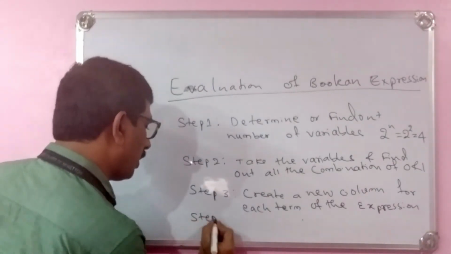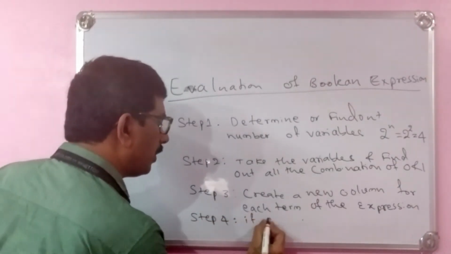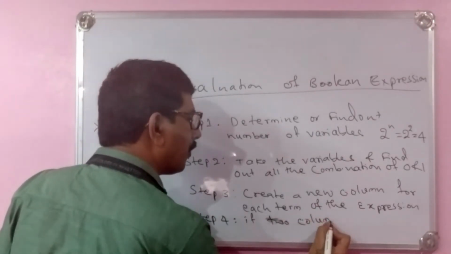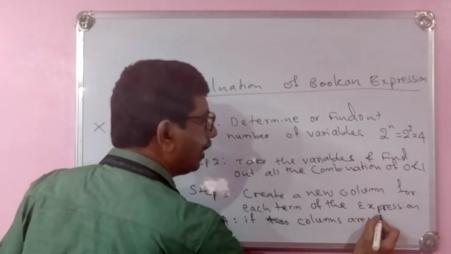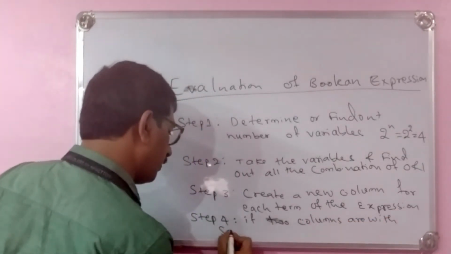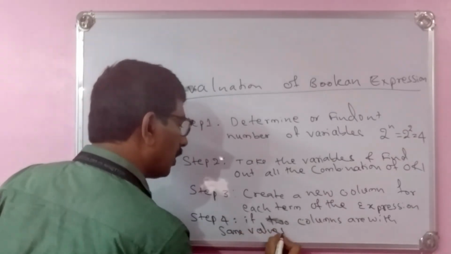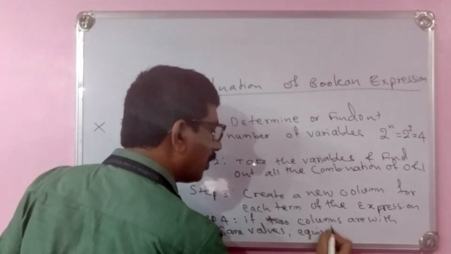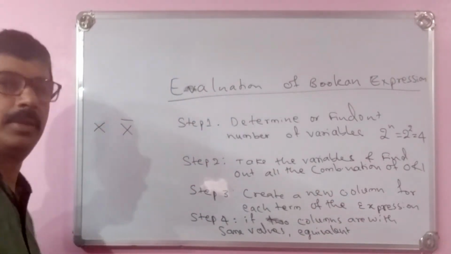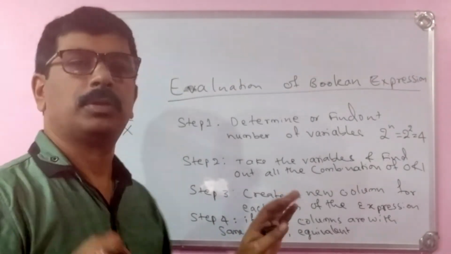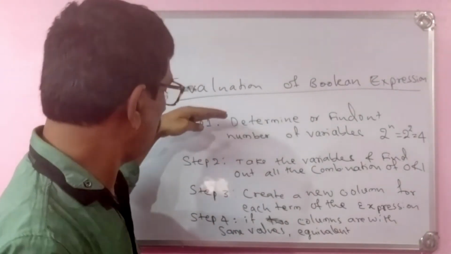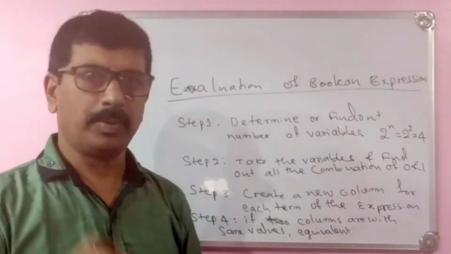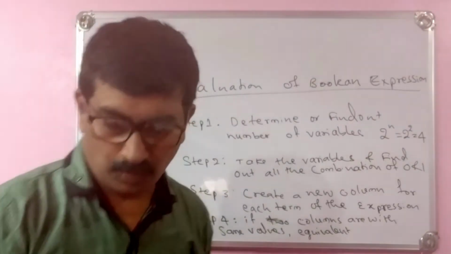Step 4. If two columns have the same values, then they are treated as equivalent. This is the fourth step. So we will follow all these four steps to solve a Boolean expression. We will see one example, by which you can understand what is happening.